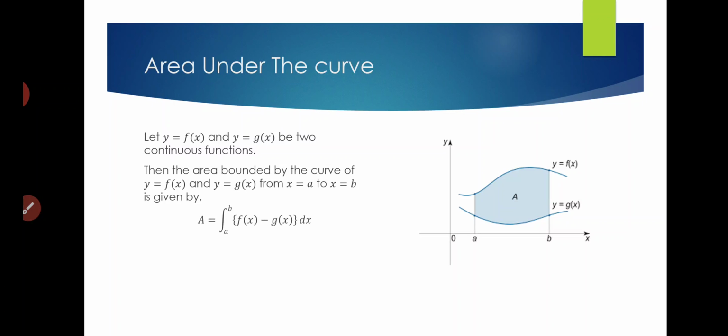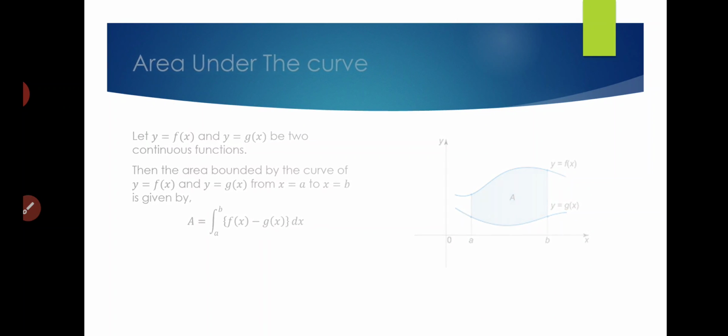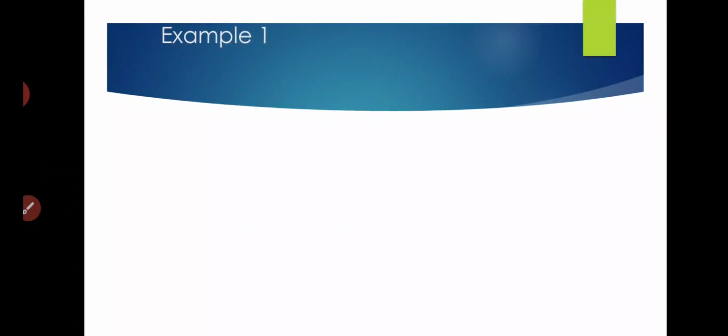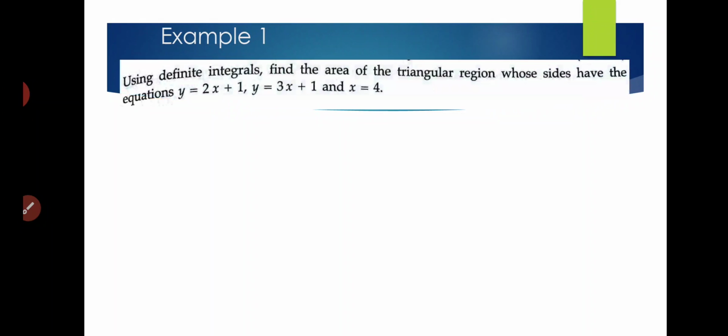That's how simple it is. So now we will be taking up different problems and solving them. So let me take the first problem. In the first problem we have, using definite integrals, find the area of the triangular region whose sides have the equations y equals 2x plus 1, y equals 3x plus 1, and x equals 4.